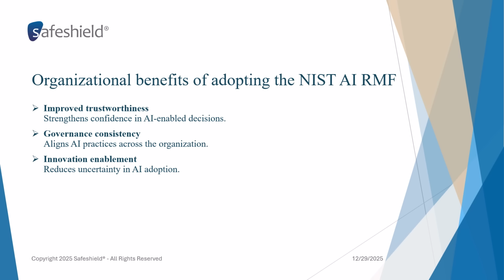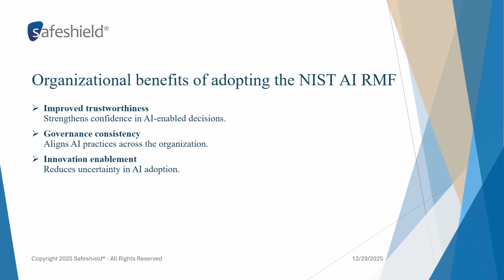The framework also enables risk-informed innovation. By clarifying acceptable risk levels and control expectations, organizations can pursue AI use cases with greater confidence. Decision-makers gain visibility into trade-offs related to performance, fairness, security, and operational impact, enabling deliberate and defensible choices.